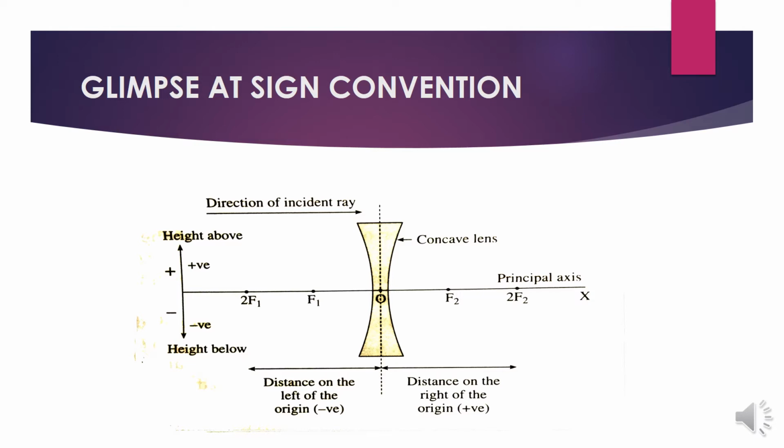Go above the principal axis, it will be positive. Below the principal axis, it will be negative. So if the image is formed above the principal axis, the height will be considered as positive height. That means it is erect image. And if the image is formed below the principal axis, height negative means it will be inverted image.